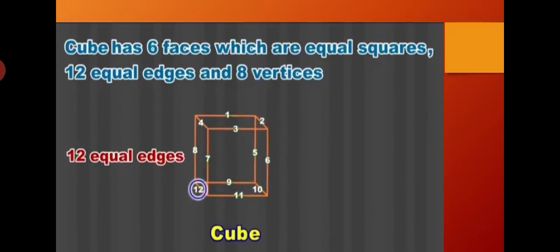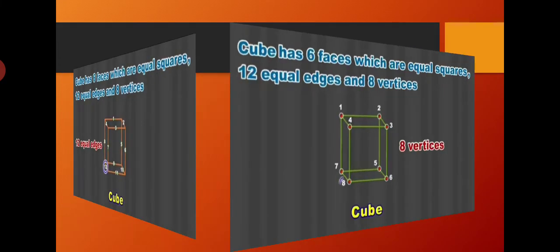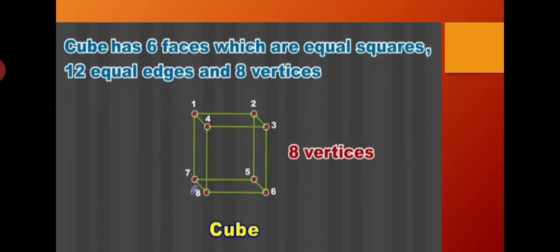Then next, 12 equal edges. You can count the number of edges. 1, 2, 3, 4 on the top side, 5, 6, 7, 8 sideways and 9, 10, 11, 12 at the bottom side. So there are total 12 edges. Next you can see vertices. How many vertices are there in a cube? 1, 2, 3, 4 on the top side, 5, 6, 7, 8 at the bottom side. So total there are 8 vertices. So in a cube there are 6 faces, 12 edges and 8 vertices.